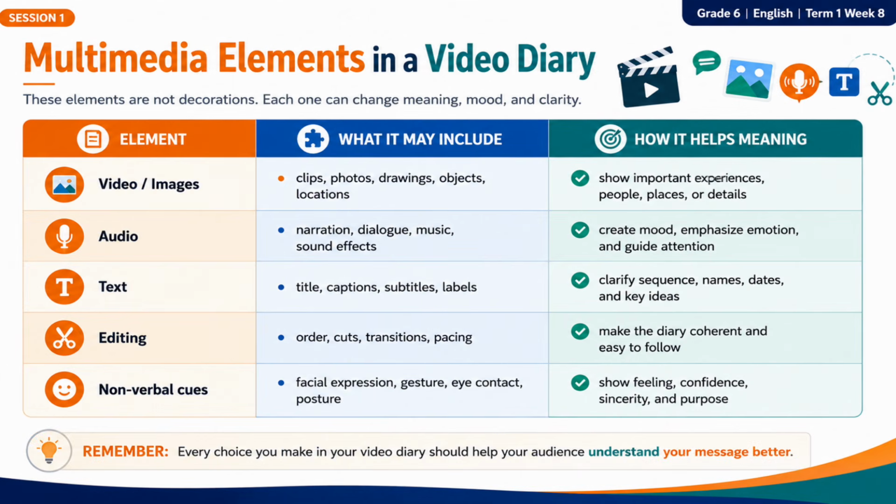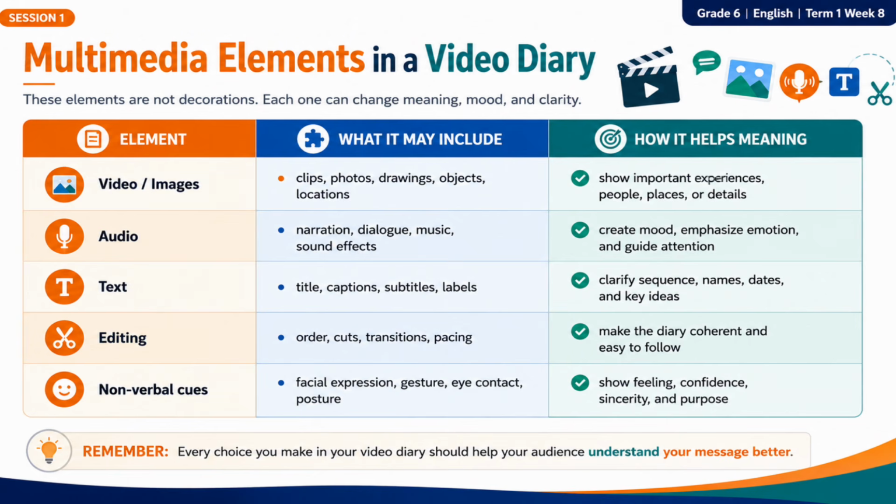Multimedia elements in a video diary. Let's take a closer look at the different multimedia elements we may find in a video diary. First, we have video and images. These can show important people, places, objects, or experiences. Next is audio. This includes narration, dialogue, music, and sound effects. Audio can create a mood or emphasize an emotion.